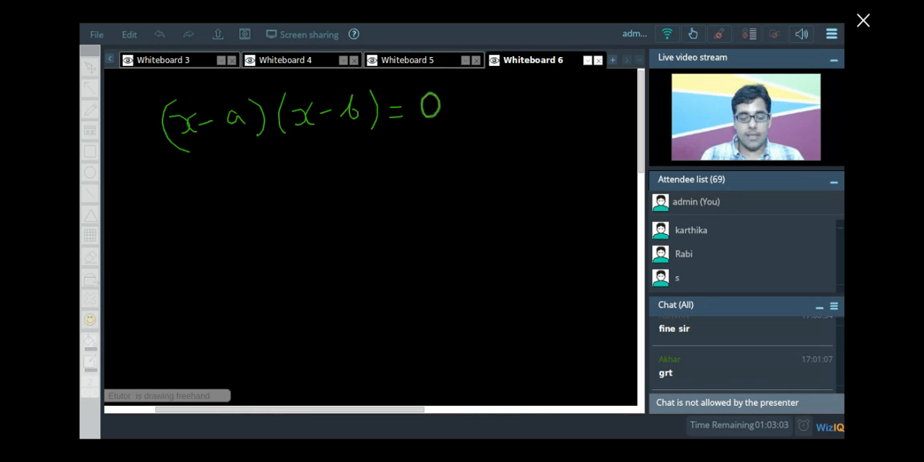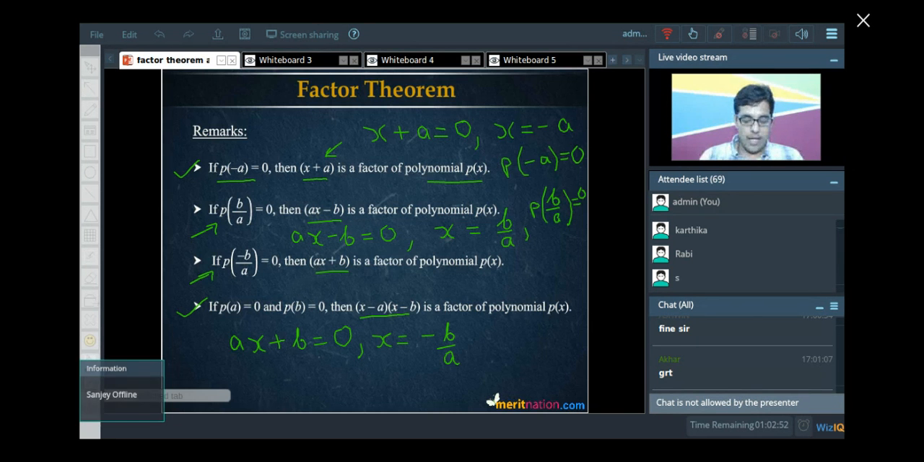It is coming as x equals A and x equals B. So we can say in this case P of A and P of B will become 0. These are just applications of this factor theorem. I can again repeat this. If x plus A becomes the divisor, in that case P of minus A would become 0.